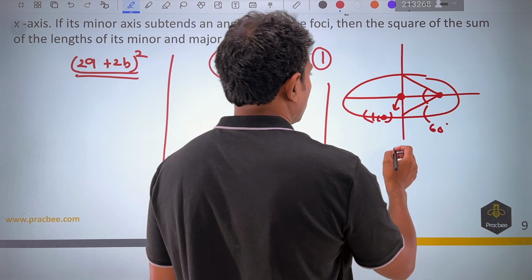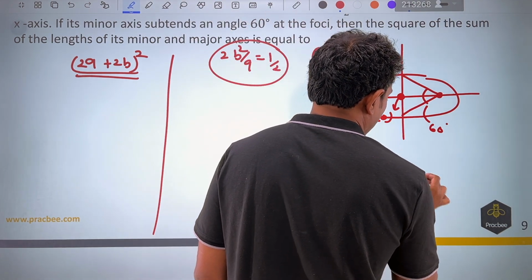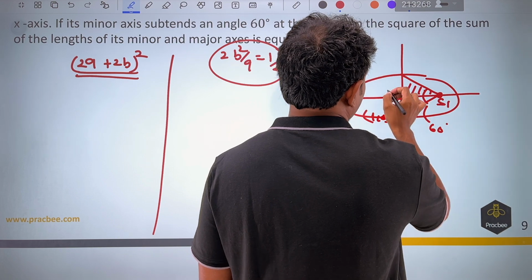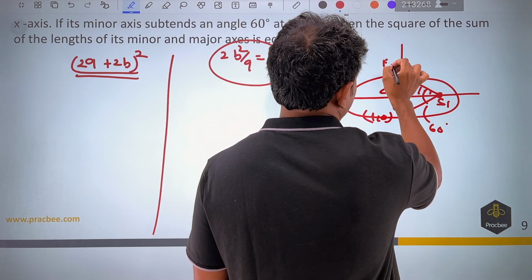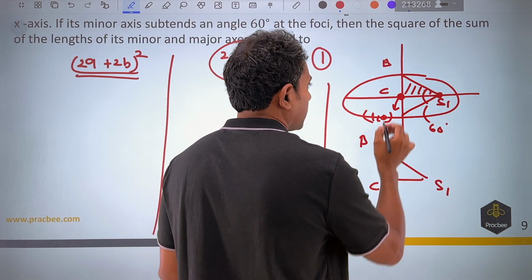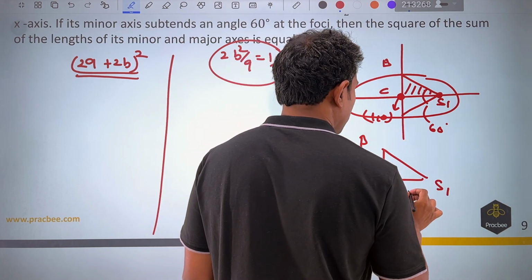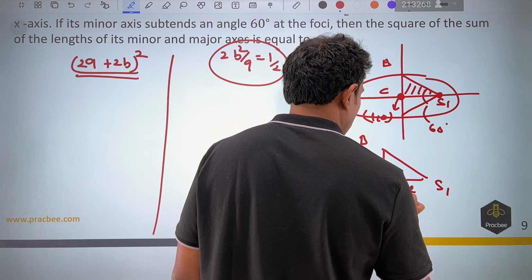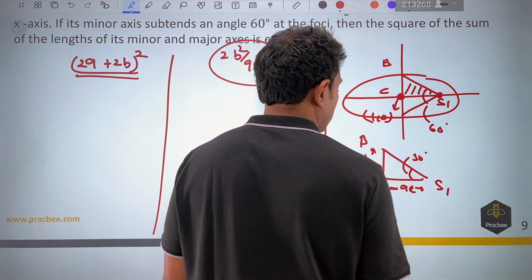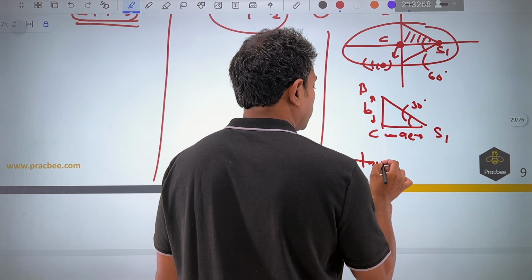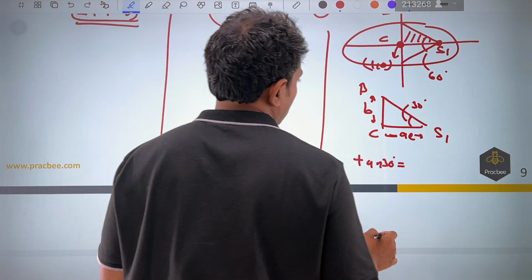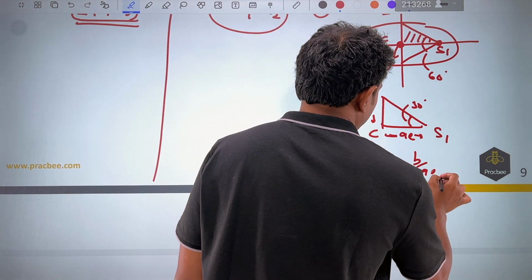So in this scenario, you can see using geometry in this triangle. So I am just looking into this triangle. Let us mark it. This is S1, this is C, and let us call this B. So if I am looking into S1, C, B, the height will be equal to B, the base will be equal to AE. So what is given is this angle is equal to 30 degrees. So tan of 30 degrees will be equal to B by AE.